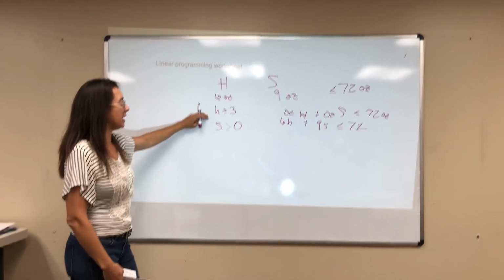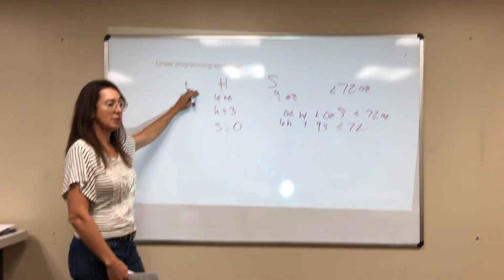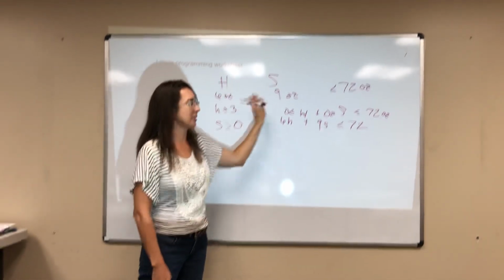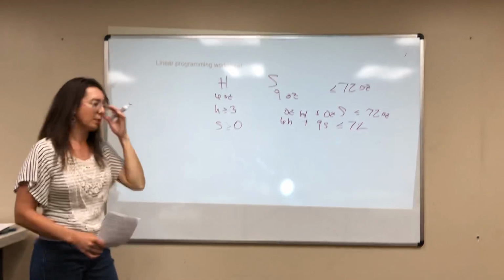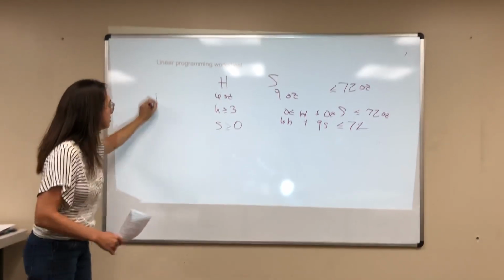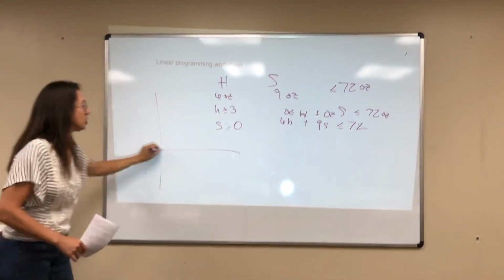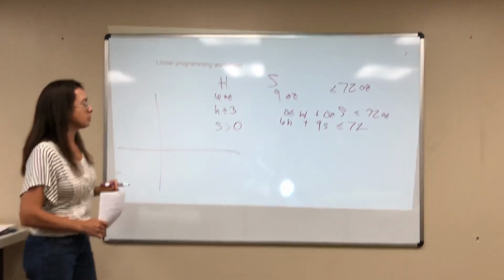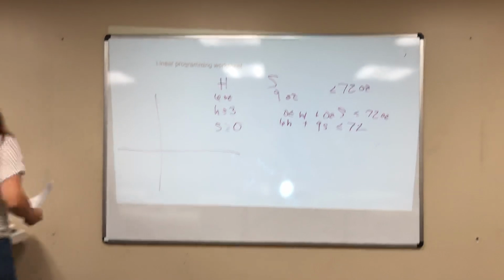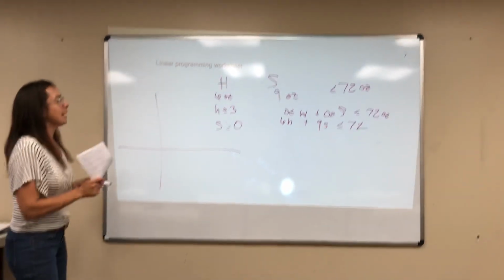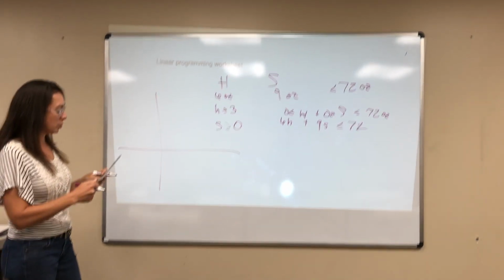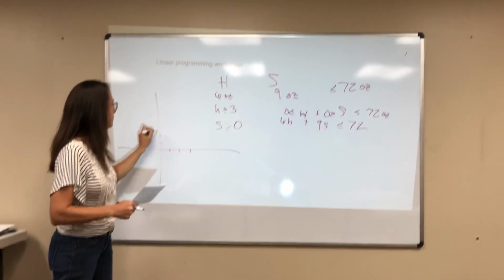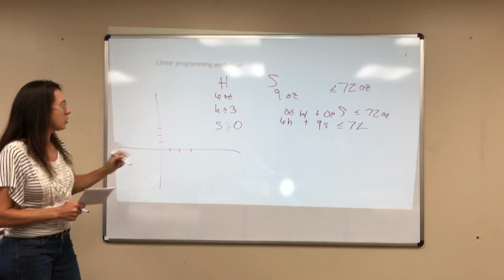So now we have an inequality that addresses our hats, an inequality that addresses our scarves, and one that addresses them together. If we are going to put these together, we're going to use a coordinate plane. The first one we're going to put up is hats, greater than or equal to 3. So how do we graph it?